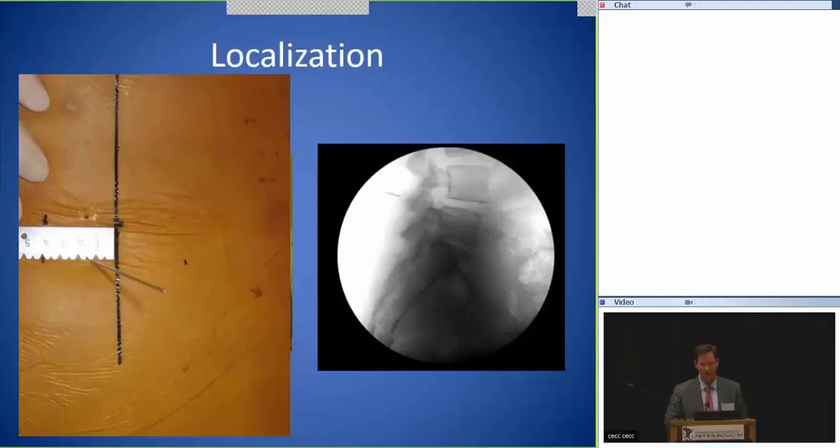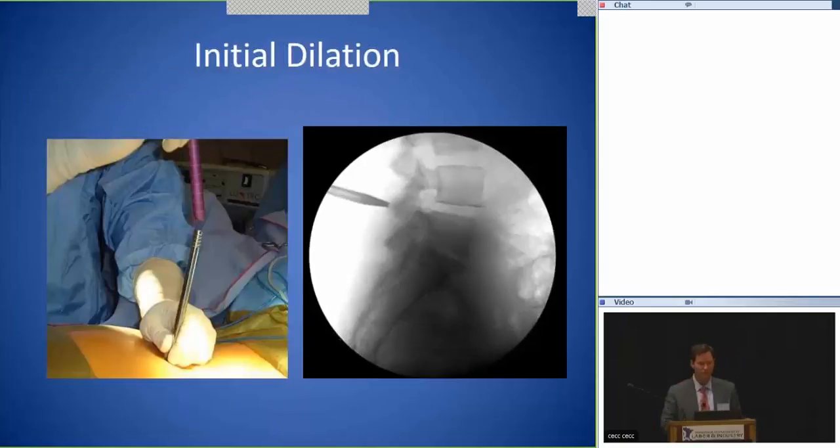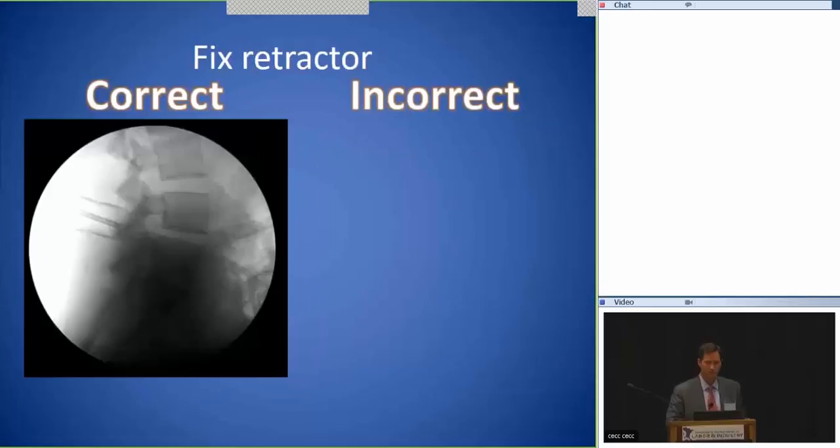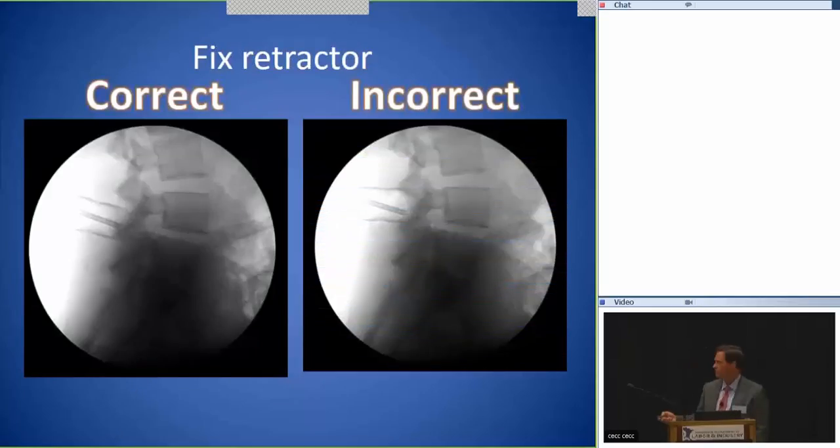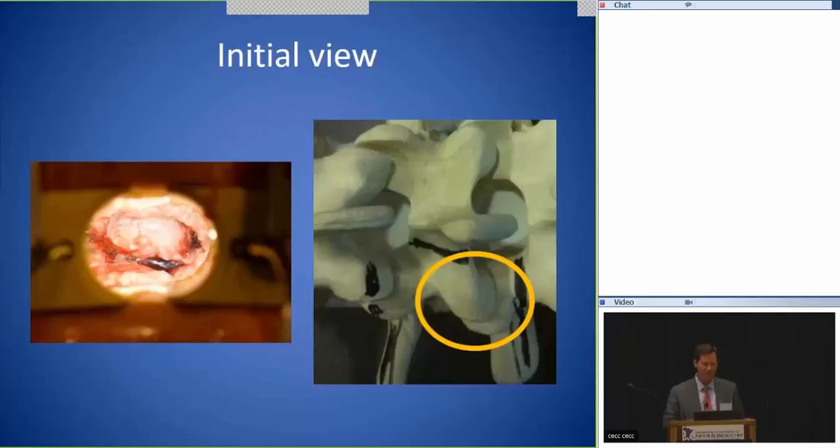So first thing we do is we localize using a K-wire. So you can see the wire coming down to get to the right trajectory. This is all about trajectory. It's all about being at the right angles. And then we pass these dilators down, so we're pushing the muscle out of the way rather than cutting and tearing it the way that we would with a traditional open surgery. And then we fix the retractor again in the right position. So right and wrong, you have to be in the right place.